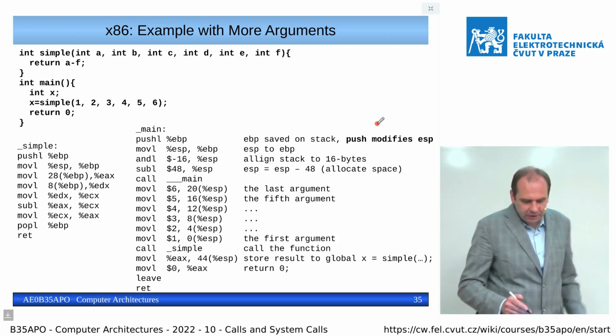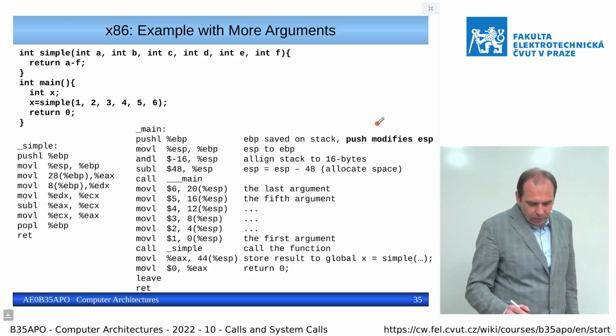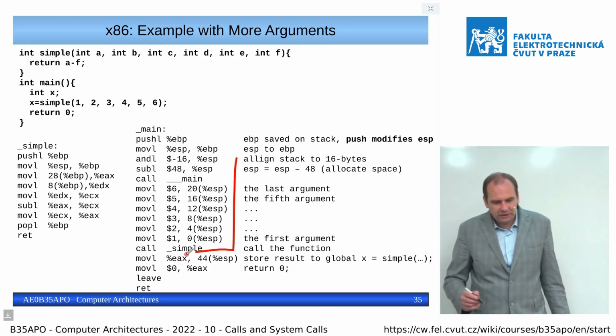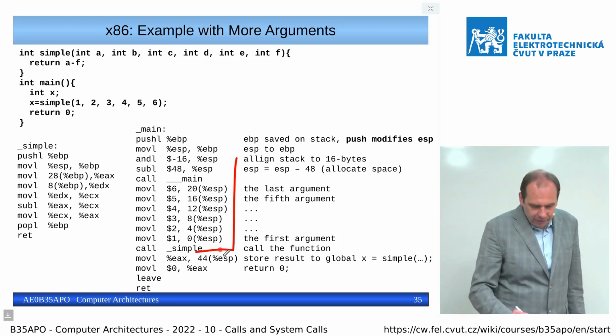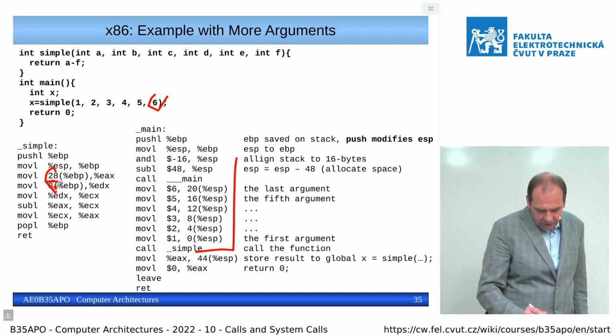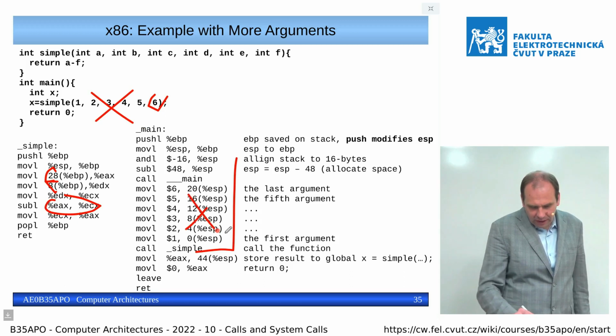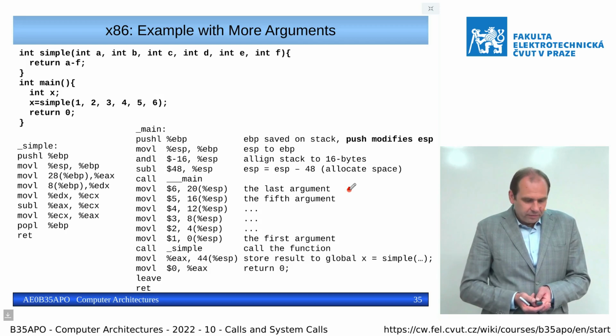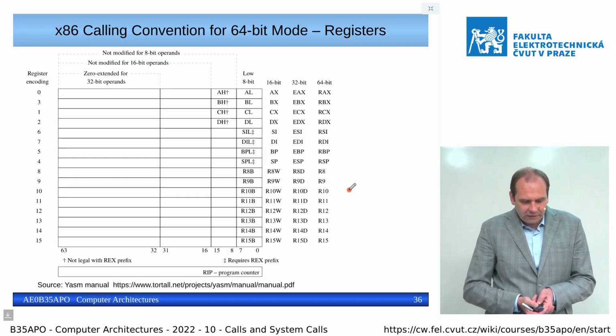There are examples with more arguments, showing how it looks on the x86. So there is an example of how to store more arguments and call a simple function. In this case, the simple function only takes the last argument and the first argument and subtracts them. The middle arguments are not used, but it is an example of how it looks in a C program for x86 when it is translated.